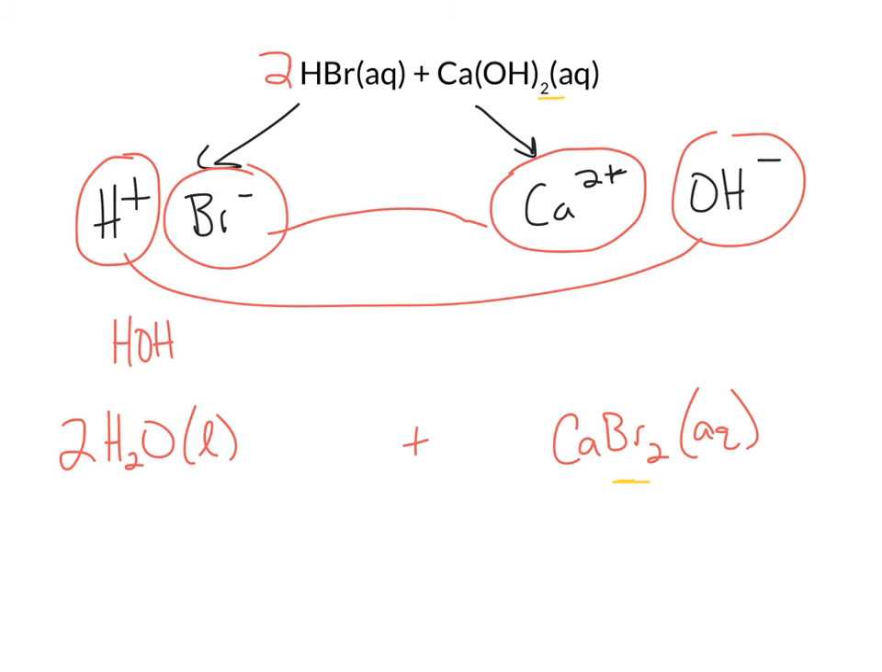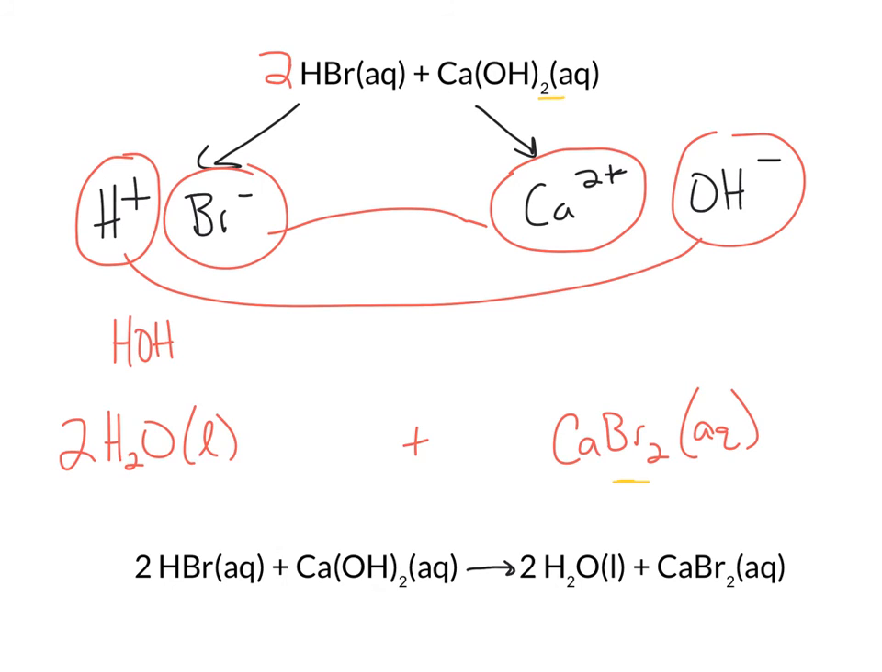Okay, so we have our balancing, we have our products, we have our phases, so we can put all of this together and get our overall reaction, which would be 2HBr aqueous plus CaOH2 aqueous, forming 2H2O liquid plus CaBr2 aqueous.